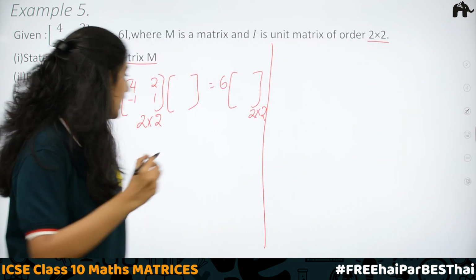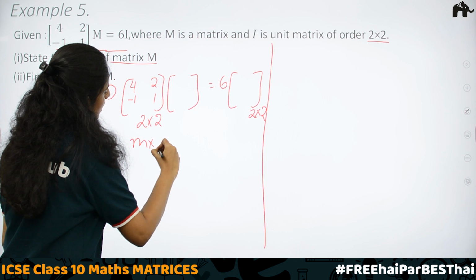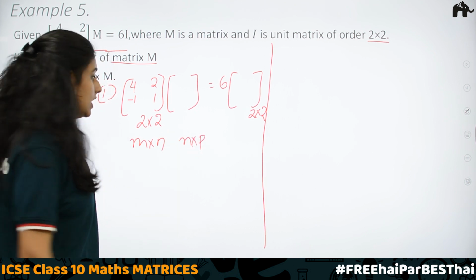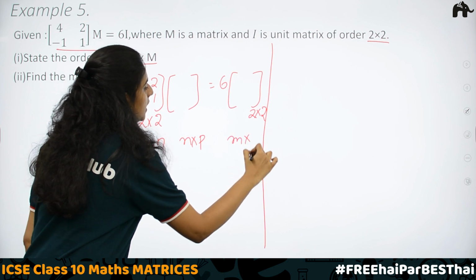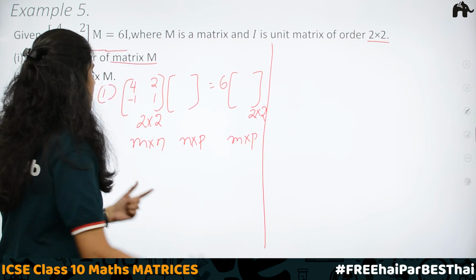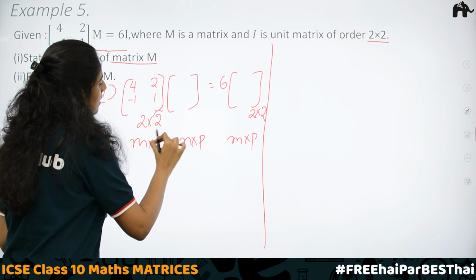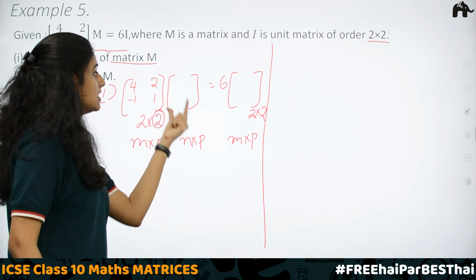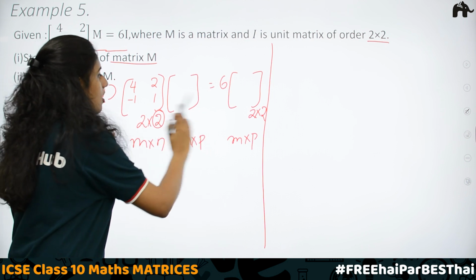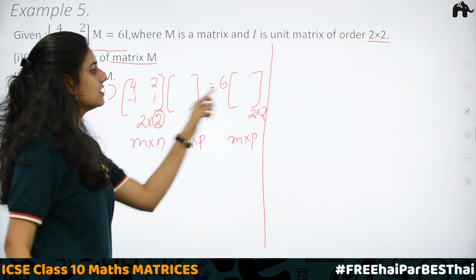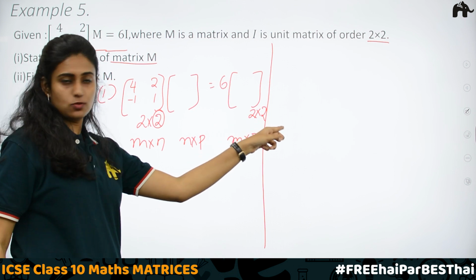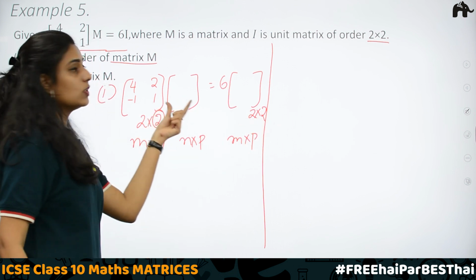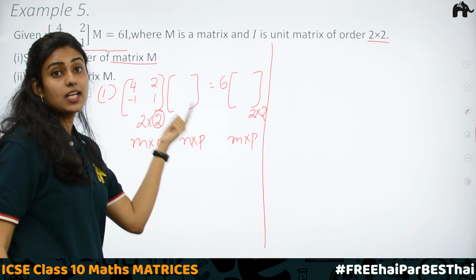We know that an M by N matrix into an N by P matrix will give us an M by P matrix. First, we have to check if the number of columns in the first matrix and the number of rows in the second matrix are equal. Here it is already given that multiplying these two matrices we get a new matrix of order 2 by 2. If this is of order 2 by 2, then what should be the order of the matrix with which the multiplication is done? That is the matrix M.